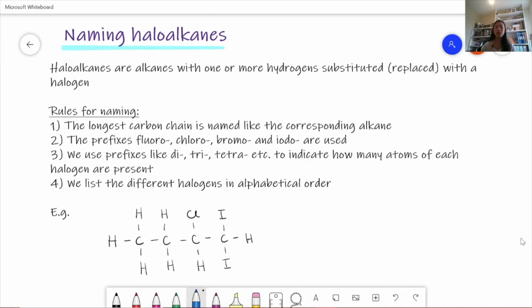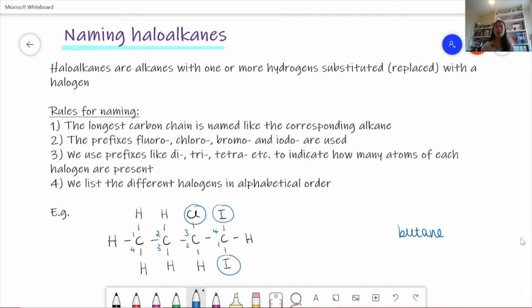So in this example, first of all, we identify the longest carbon chain, which is just a straight one. So we've got 4 carbons, so it must be some kind of butane. So we know that it's a butane and we can put butane at the end. And now we have a look at which halogens we have. So we have a chlorine and an iodine and another iodine. And the next thing we do is we number the carbons. So we could do it like this: 1, 2, 3, 4, or we could do it the other way. So this is carbon 1, 2, 3, and 4.